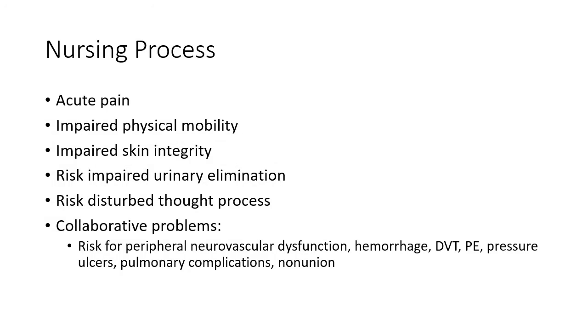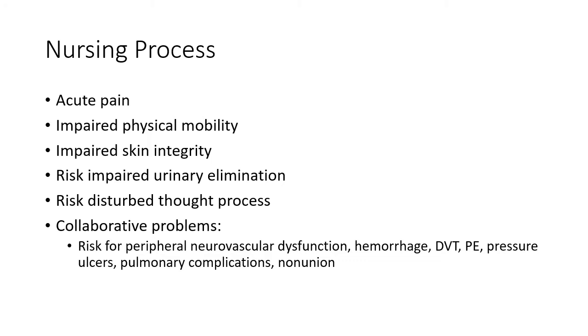Let us look at the nursing process or the nursing diagnosis. Number one is always acute pain, impaired physical mobility, right? And impaired skin integrity, risk for impaired urinary elimination, right? So these patients may have risk for impaired urinary elimination because they are not ambulating well, and in the immediate post-op period they may have urinary catheters too, and of course this has to be removed as soon as possible. They may have disturbed thought process.